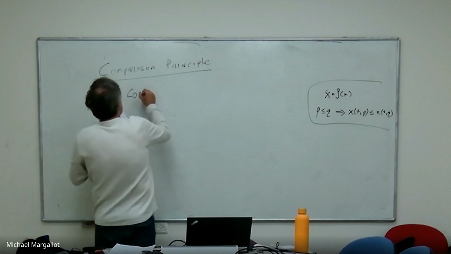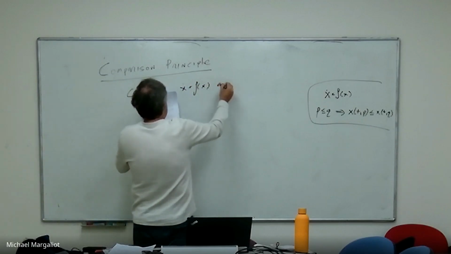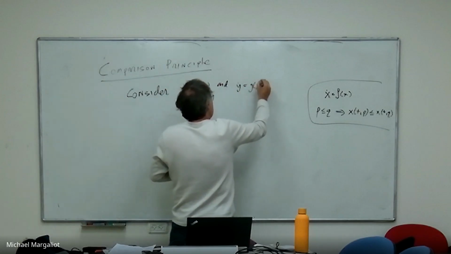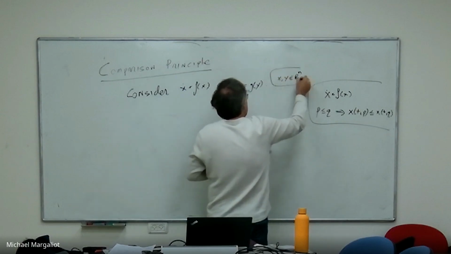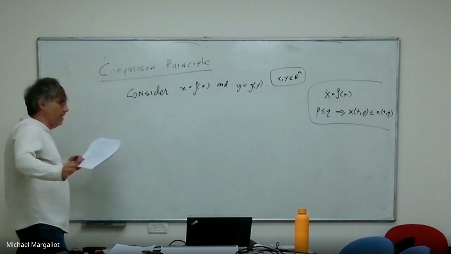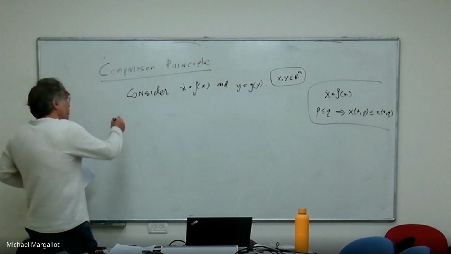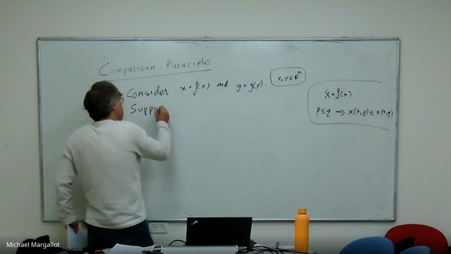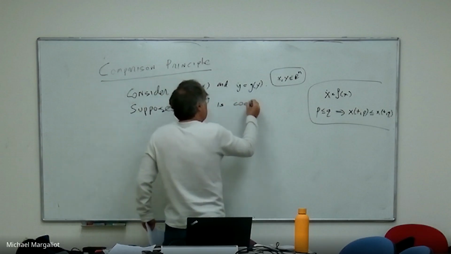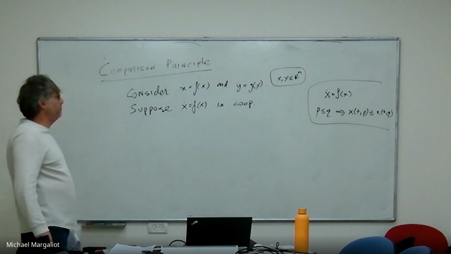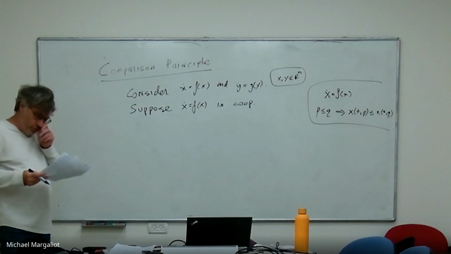So consider x dot equals f(x) and y dot equals g(y). x and y are both n-dimensional, but now they can, in general, be entirely different systems. Suppose f is cooperative. Suppose x dot equals f(x) is cooperative. So we need at least one system to be cooperative for this comparison principle to hold. Let's assume that the f system is cooperative.